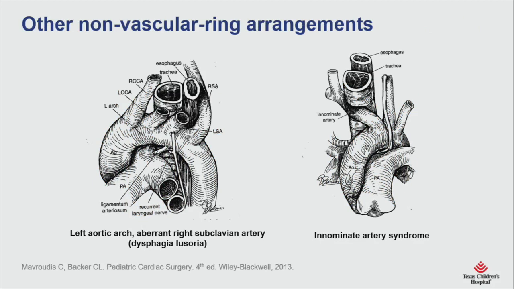Other non-vascular ring arrangements that you'll see include what's called dysphagia lusoria, and that's just an aberrant right subclavian artery with a left arch, coming behind the esophagus. This used to be thought to be a problem. It is extremely rare that a patient with an aberrant right subclavian has actual symptoms, or that is going to get better with an operation. So for the most part, these are patients that should not get an operation, unless there are a few exceptions, but it's extremely rare. And then innominate artery syndrome is when you have compression of the anterior trachea by the innominate artery, usually because the innominate artery arises a little bit further distal from the arch.